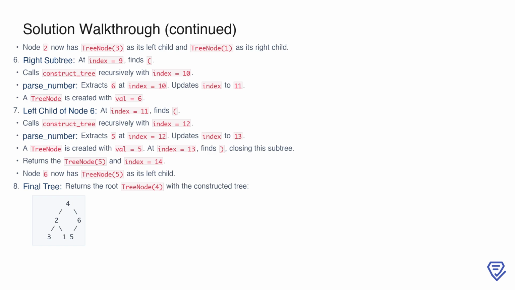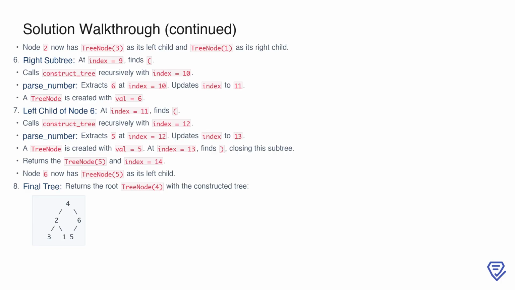The function then returns the root node, tree node 4, with the full tree constructed. The final tree has node 4 as the root, with node 2 as its left child and node 6 as its right child. Node 2 itself has children 3 and 1, while node 6 has child 5.